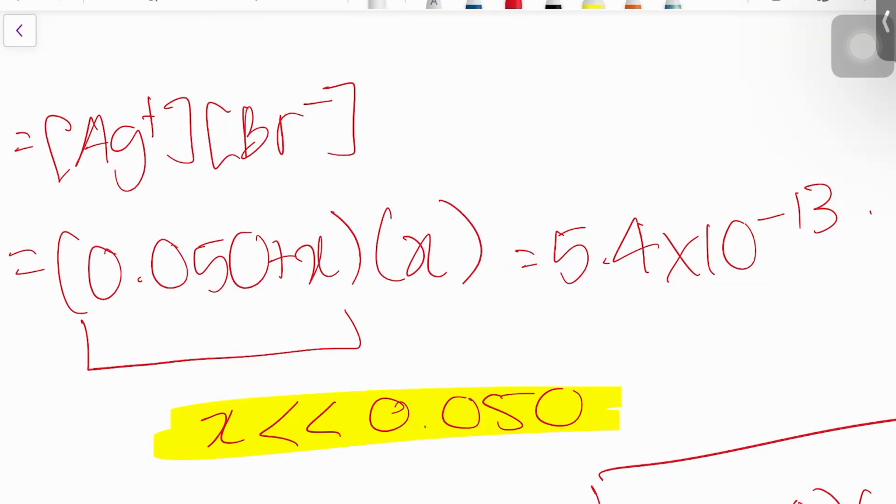So guys, the only time you're allowed to say x is smaller than another number and ignore it relative to the other number is if K itself, 5.4 times 10 to the minus 13 in this case, is also a really small number. If K is not a really small number, we'll talk about what it means to be a small number in a second, you cannot make this assumption. x is really small relative to another number because K is really small.